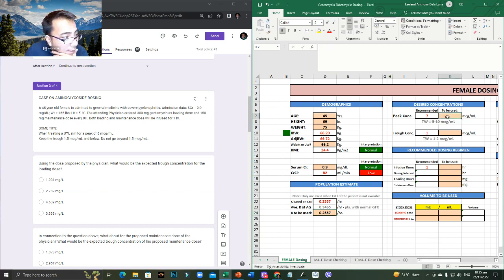So our aim, class, for peak concentration is 6, based on the case. Normally, it's 7, but here it says 6. Our trough concentration, class, will still be 1. Remember, what we always need in aminoglycosides is a trough concentration that is 1 or lower. We can go low in concentration. Remember that, for one main reason. What is that reason? Why can we have a trough concentration lower than 1?